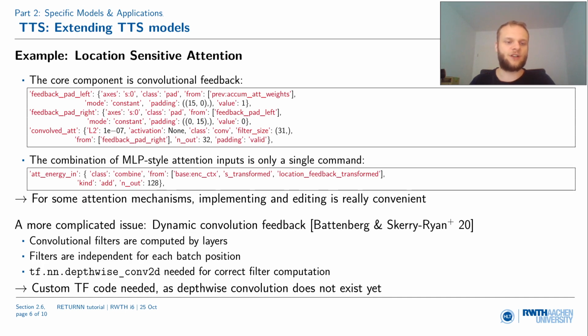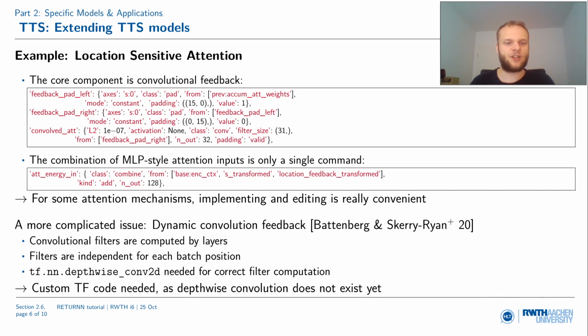So for example, a more complicated issue is the dynamic convolution feedback, because here the convolutional filters are computed by the output of the decoder. So the convolutional filters are computed depending on the state. And this means that the filters are independent for each batch position. So the function that is capable of handling independent convolutional filters is, for example, the TensorFlow.nn.depthwise_convolution layer, which would be needed for the correct filter computation.